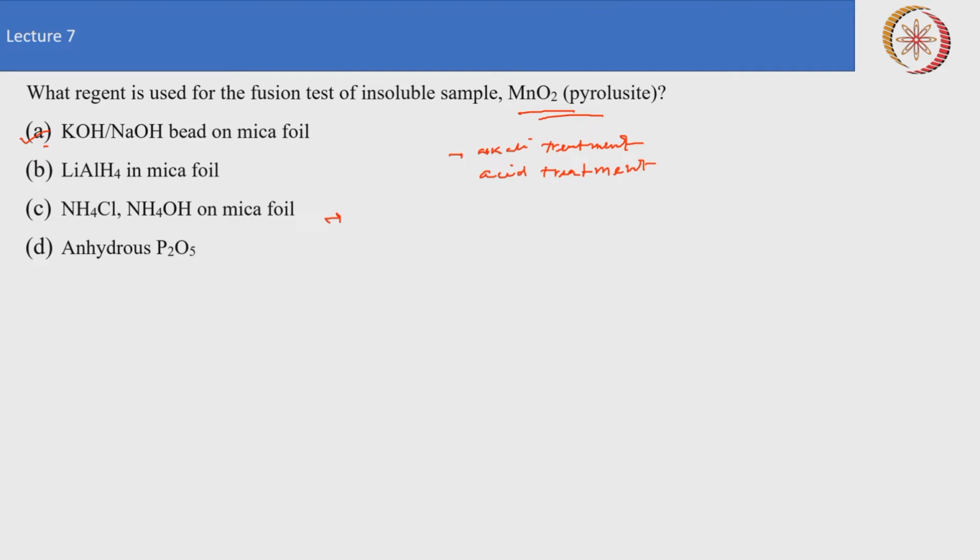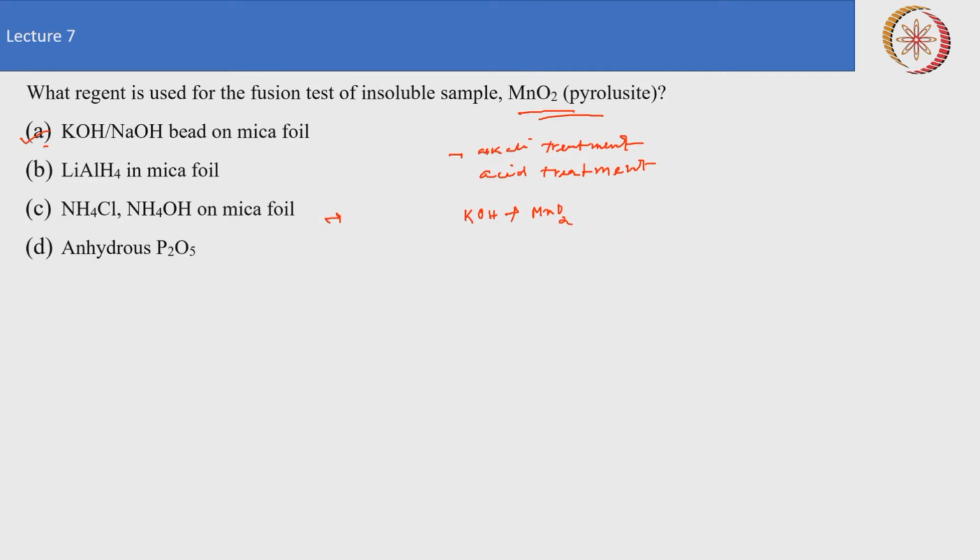Okay, so basically manganese oxide: aluminum hydride is a weak reducing agent, and ammonium chloride and NH4OH in general will coordinate with the metal, the iron sample. So if you use manganese oxide in alkali, then it will transform manganese oxide to KMnO4 and MnO4, the manganese peroxide.